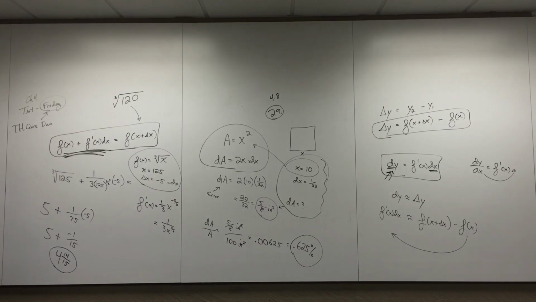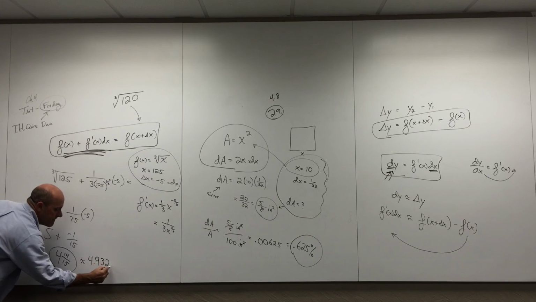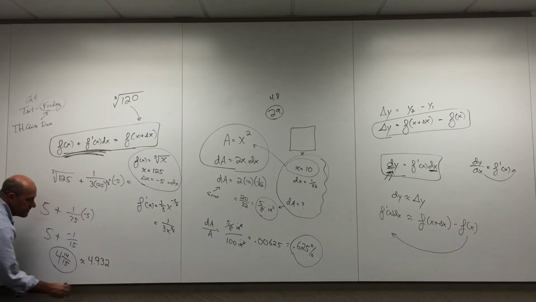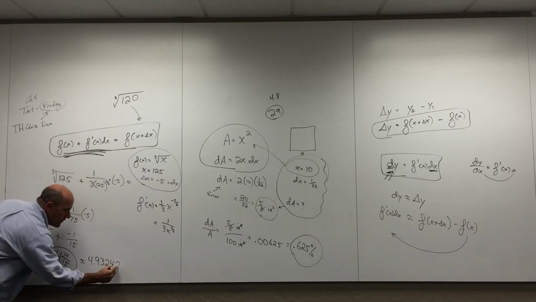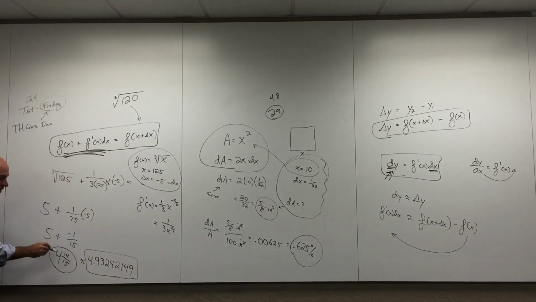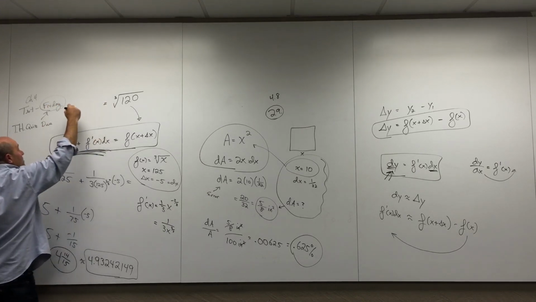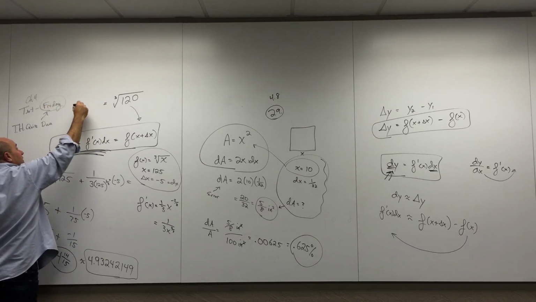Now tell me what it is. What actually is it? I mean, give me a decimal. 4.932. Okay, keep going. 424149. That's this number? Yeah. That's this number. Okay, thank you. What is the actual cube root of 120? Oh wait, never mind. The bottom number is the actual.